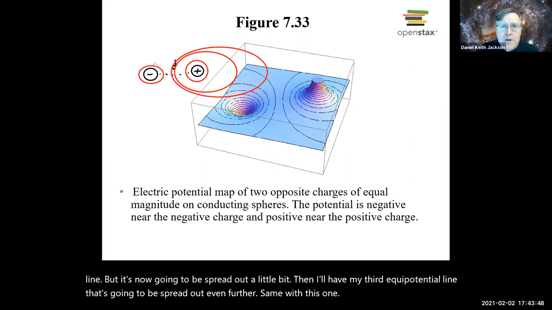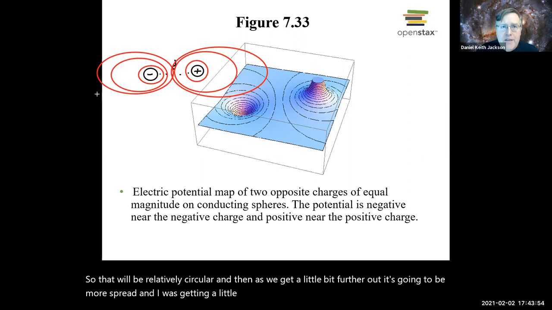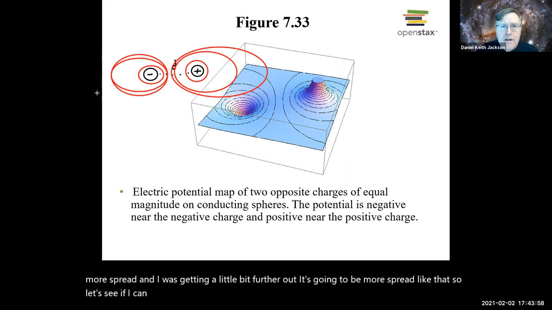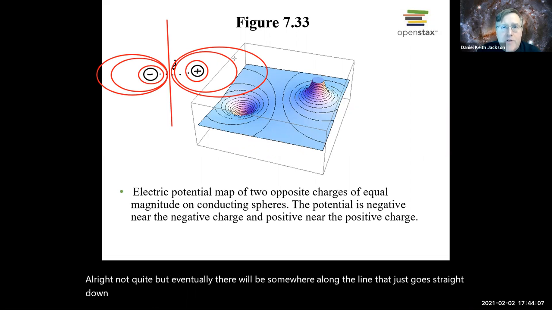So that'll be relatively circular. And then as we get a little bit further out, it's going to be more spread. And as we get a little bit further out, it's going to be more spread like that. So let's see if I can get this. All right, not quite. But eventually there will be somewhere along there a line that just goes straight down the middle between them. That'll be the line where V equals zero.